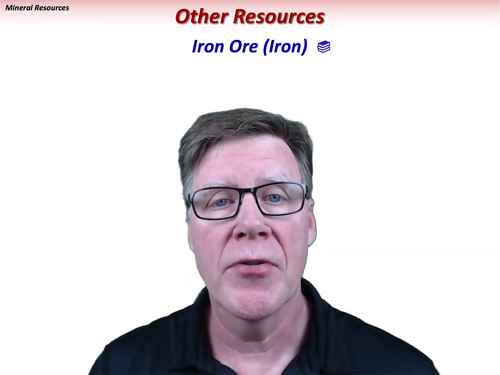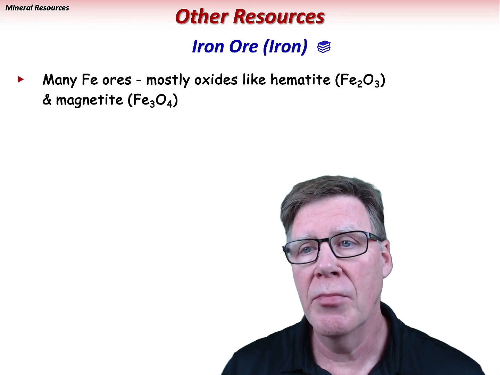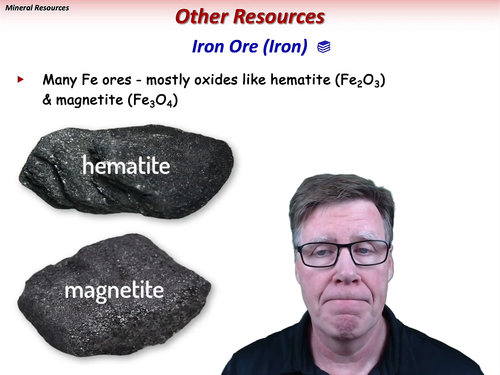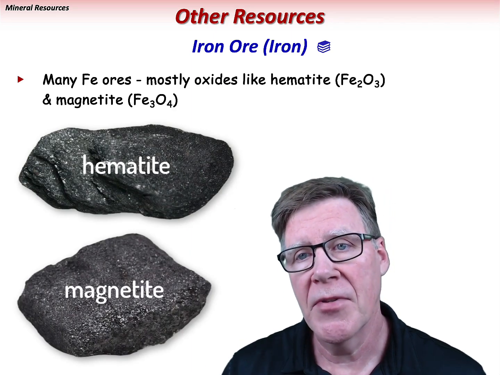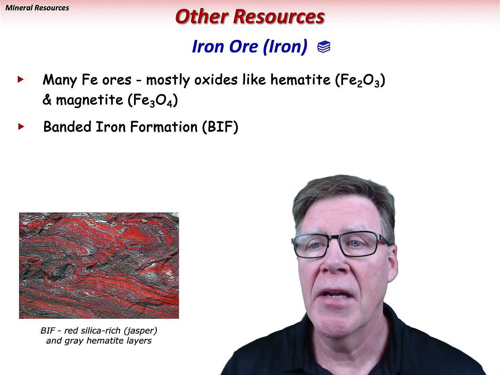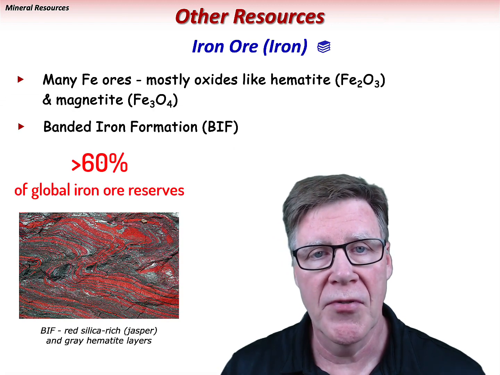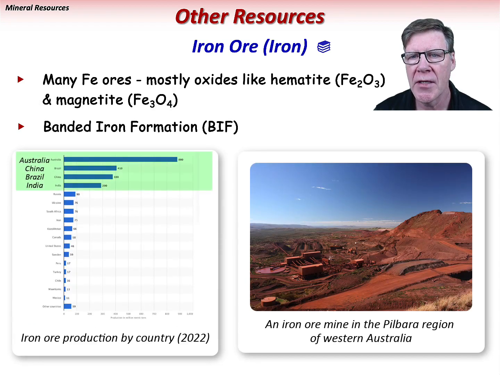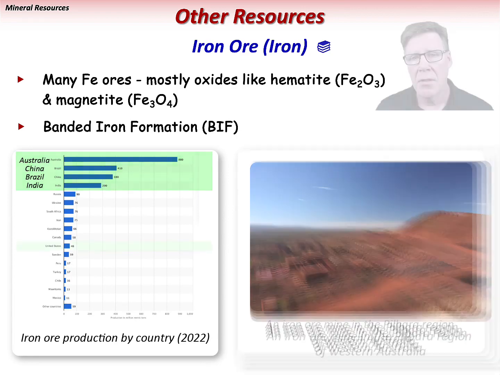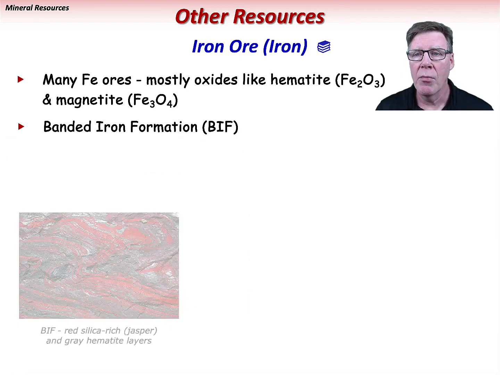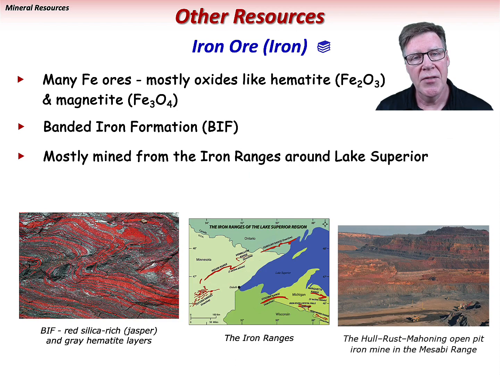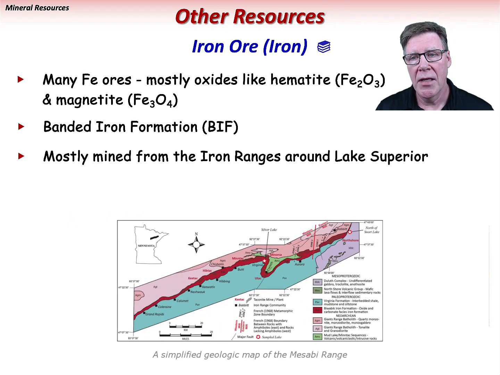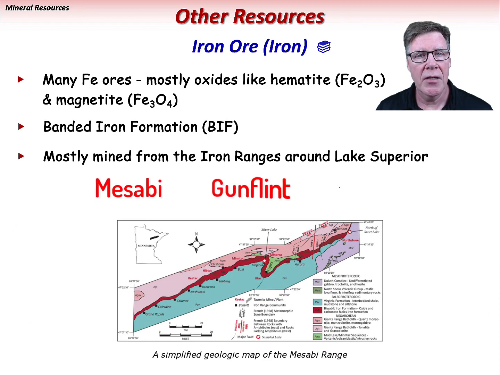Iron ores are important sources of iron, and include minerals like hematite and magnetite. There are different types of iron ore deposits, but banded iron formation is probably the most important source. In 2022, Australia, China, Brazil, and India produced 3/4 of the world's iron ore. In the U.S., iron ore mostly has been mined from the Iron Ranges in and around Lake Superior. These small linear mountain ranges include the Mesabi, Gunflint, Gogebic, and others.